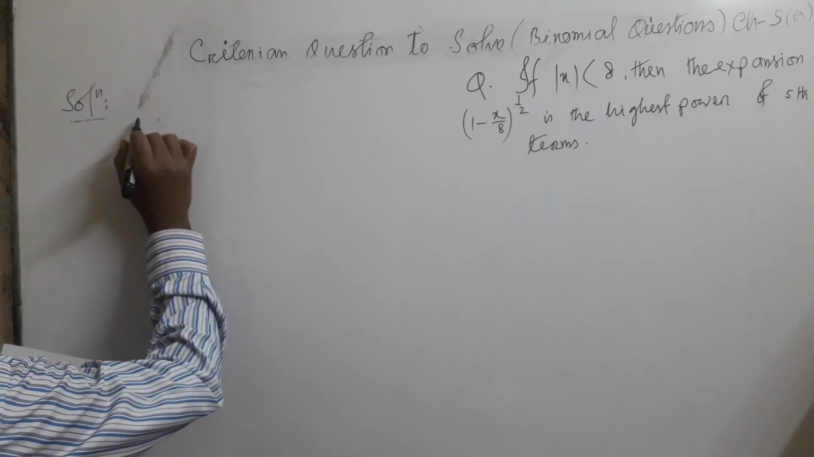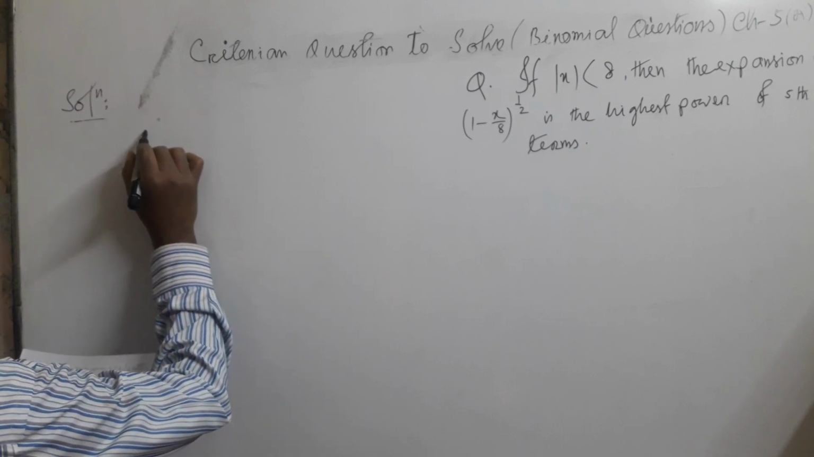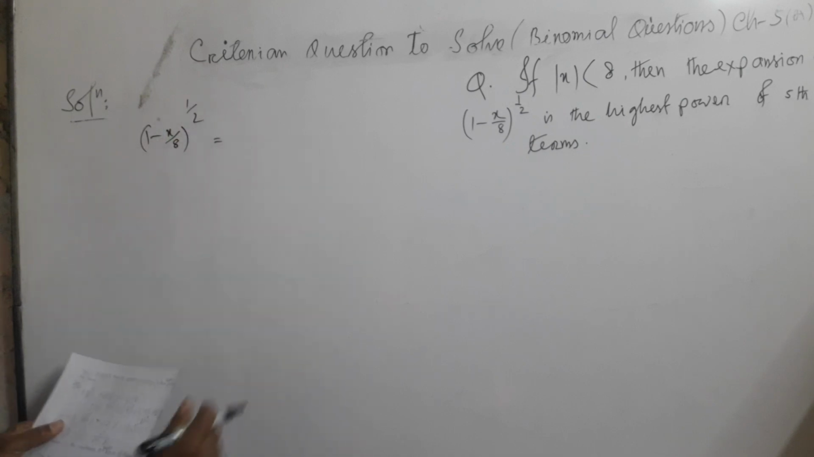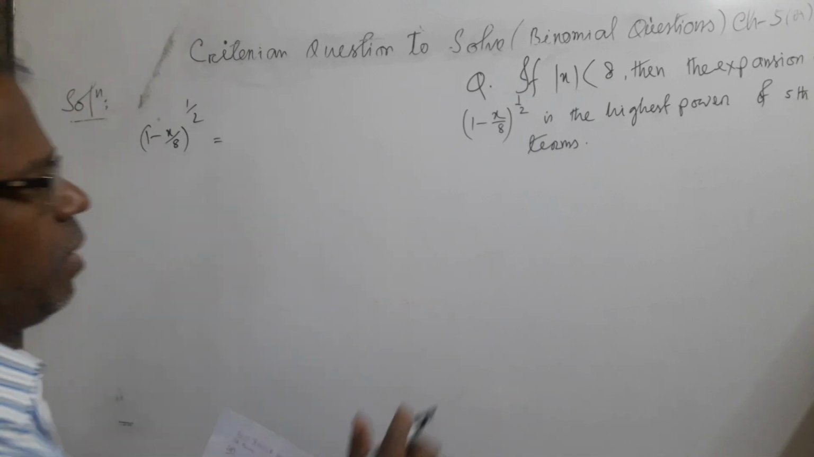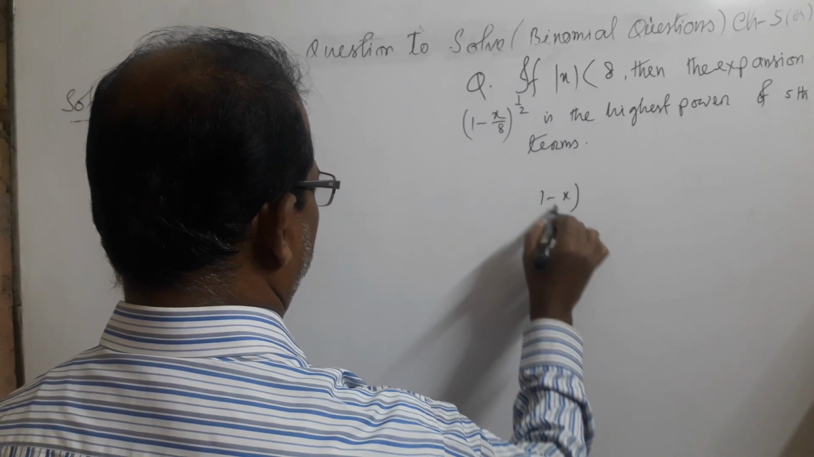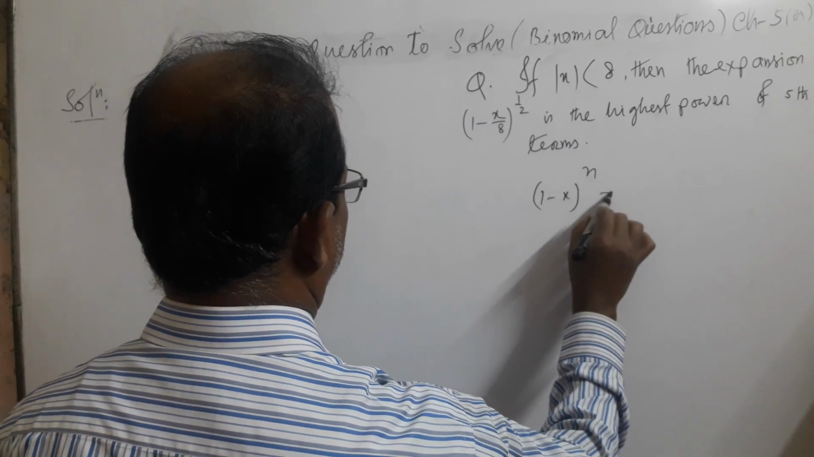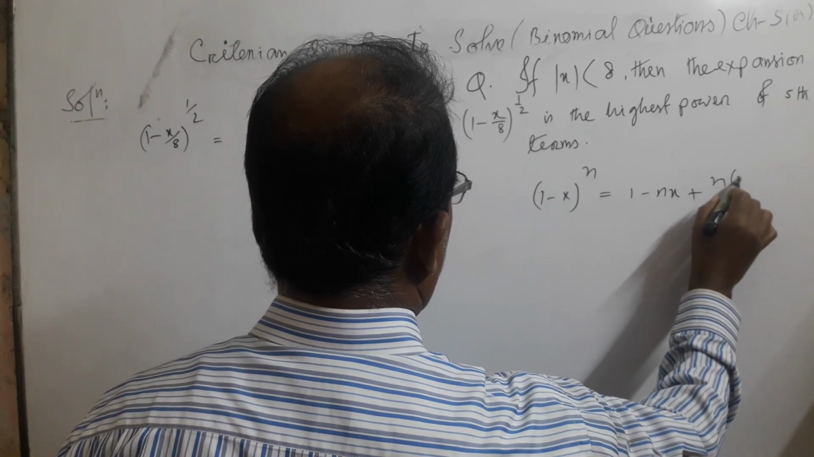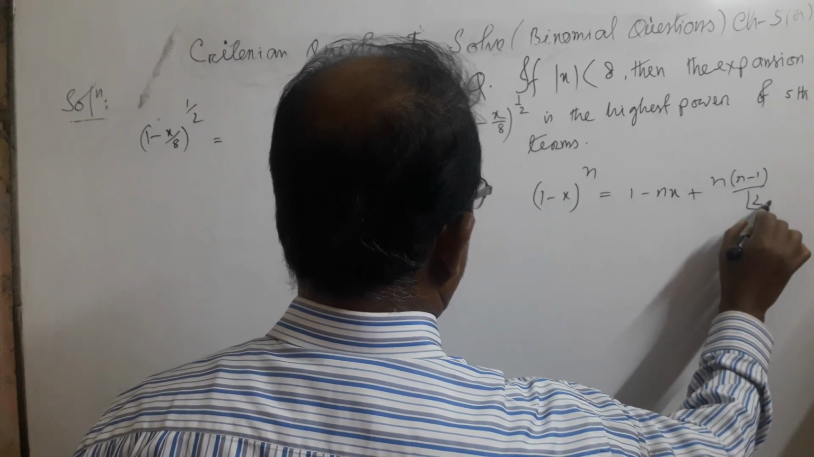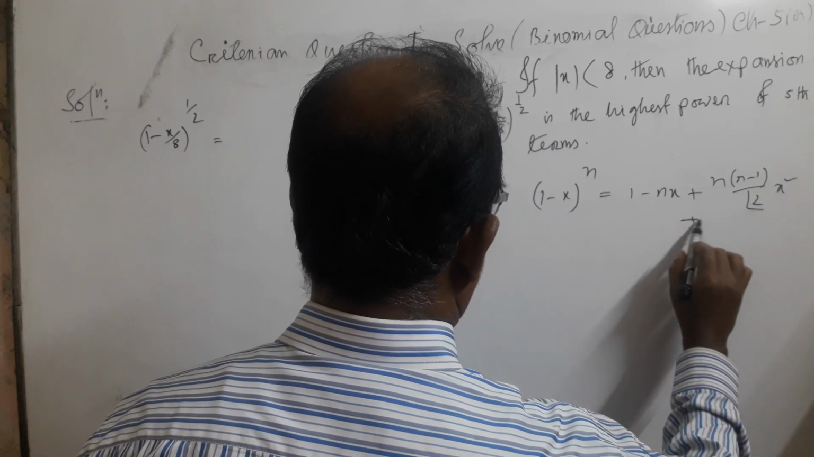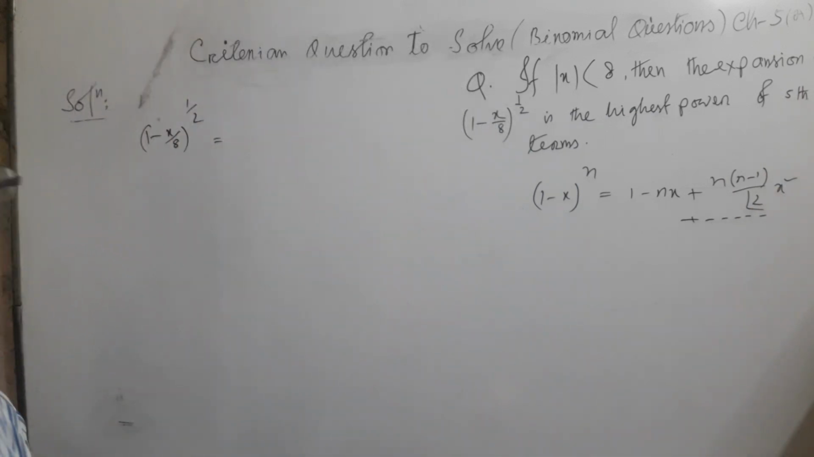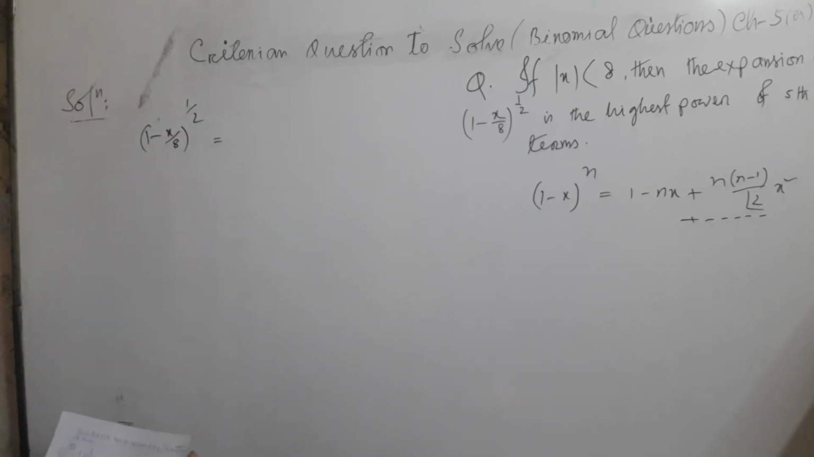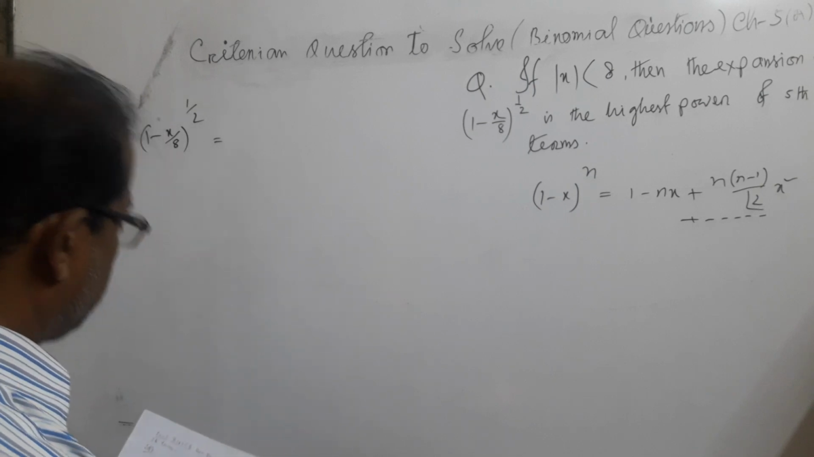Firstly, we write this (1 minus x divided by 8) to the power half as an expression of the formula. The formula is (1 minus x) to the power n equals 1 minus nx plus n into n minus 1 divided by factorial 2 into x square, and so on. This formula is applicable in this maths.